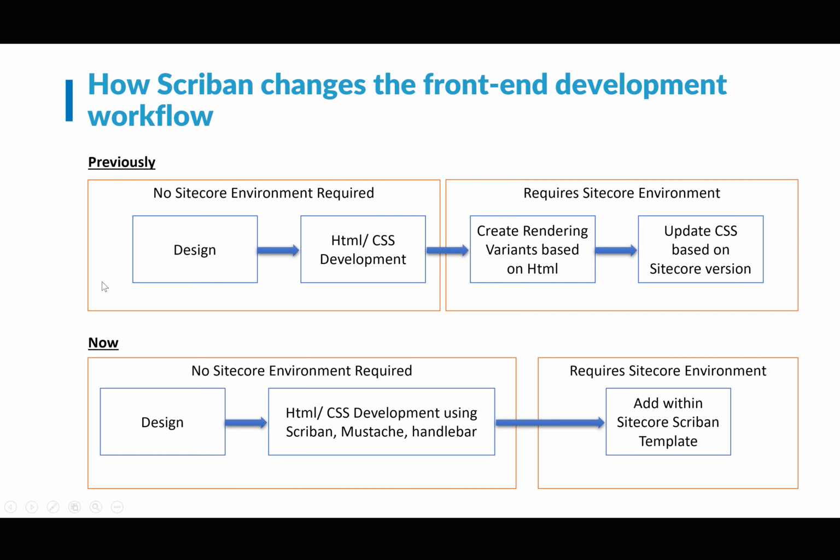So previously, what we used to do is we created the graphics design, we converted it into HTML and CSS, then we created rendering variants based on the HTML. And this was someone who usually knew Sitecore, so that they were able to go in and create these rendering variants. And then once they did that, it went back to the front-end developer to update the CSS based on the Sitecore version, because rendering variants usually created divs and other things within the HTML structure that sometimes did not map one-to-one to the HTML that was developed in the previous step.